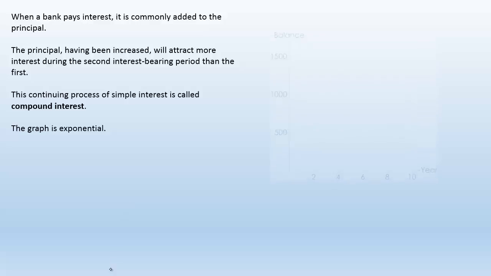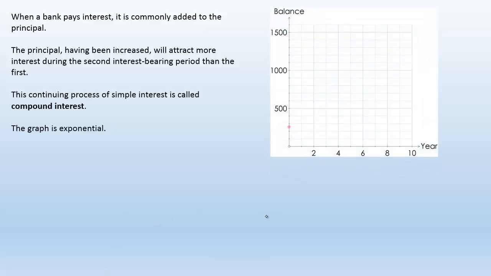The graph is exponential. Whereas we saw a linear graph with the simple interest, here the interest goes up a little bit more every single time, and so you get bigger vertical gaps between each of the dots, and this builds into an exponential curve.